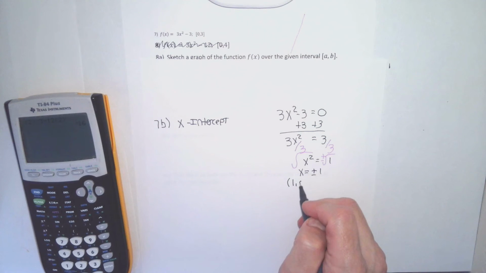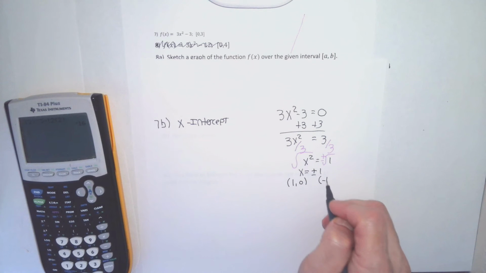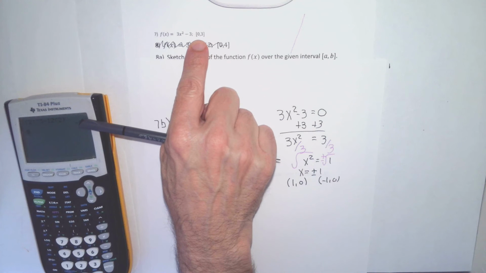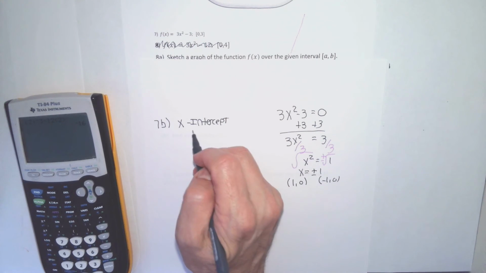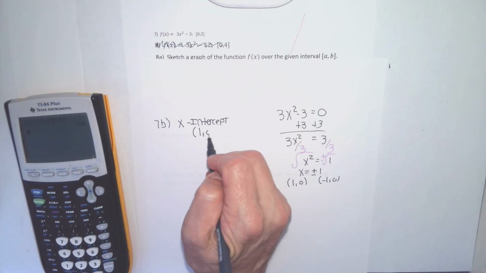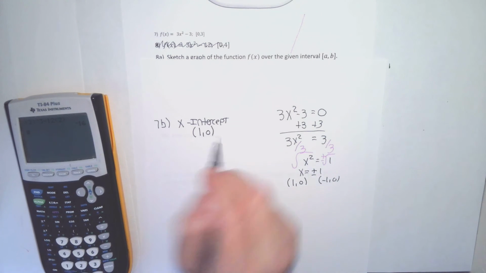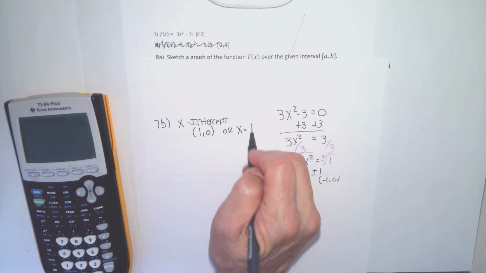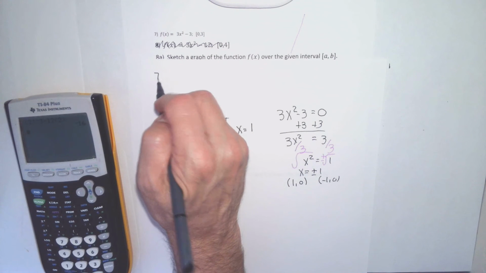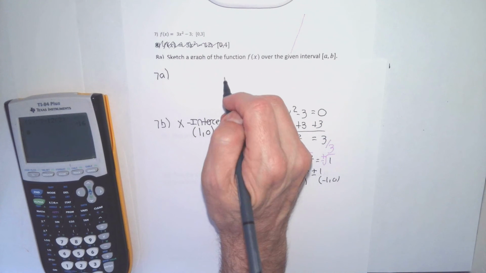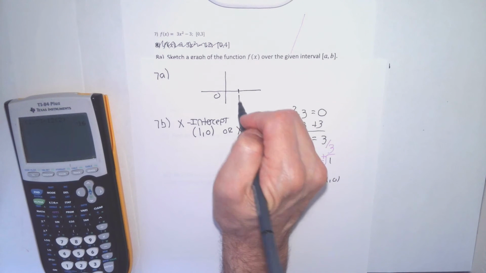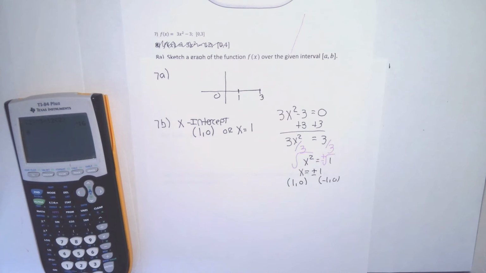So the x-intercepts are going to be positive 1, 0 and negative 1, 0 when I go to sketch this. I'm only worried about x-intercepts between 0 and 3 because this is where I'm focusing, calculating my area. So my answer for part B of number 7, I'm going to write 1, 0. If you just wrote x equal to 1, I'd live with it. I prefer x-intercepts written as points, but it's not going to matter for our purposes if our x-intercept is just an x value, because that's all I really need.